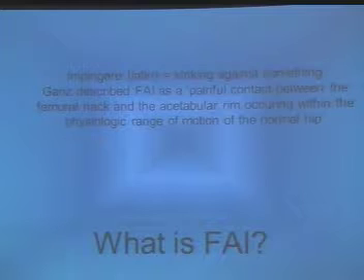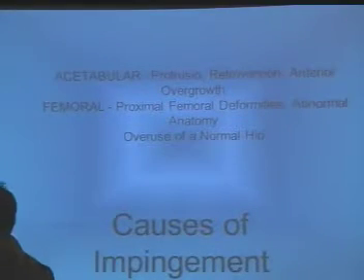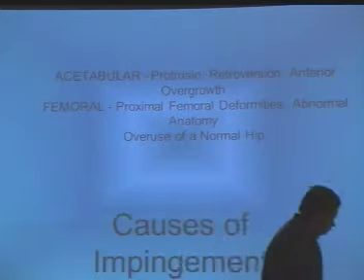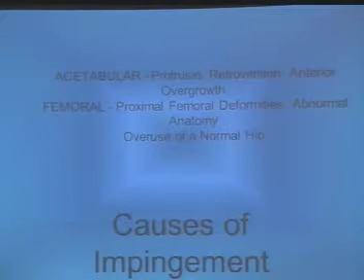Now, what is an FAI? Impingere in Latin means striking against something, and Ganz described that FAI is a painful contact between the femoral neck and acetabular ring, which is occurring during the normal range of hip movements. The reasons for the impingement from the acetabular side could be protrusio, or retroversion, anterior overgrowth of the acetabular margin, and from the femoral side there could be femoral deformities, abnormal anatomy, and overuse and sporting injuries.